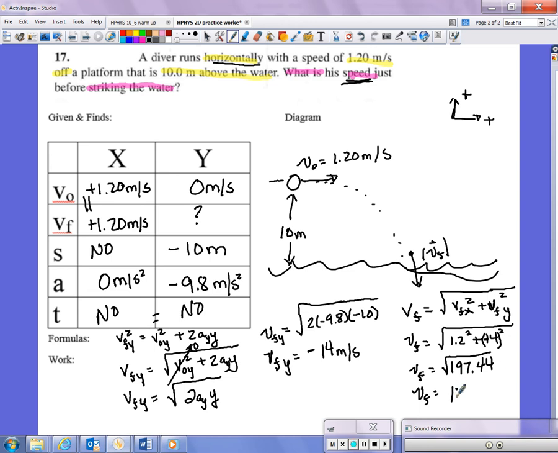And so you should get 14.05 meters per second. Remember, we're not doing any more than 2 decimal places. Truly, if you stick with significant figures, it is 3. So it should have been 14.1 meters per second, and that is the final speed. So I'll write it up here in red.